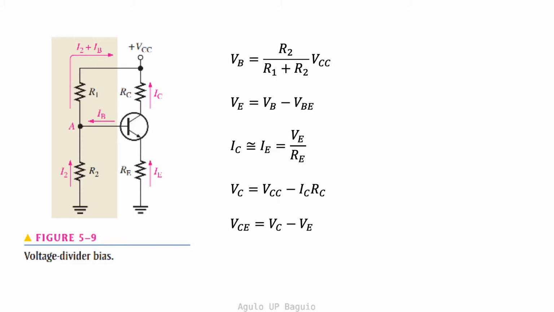The emitter current is then obtained next. We know that the emitter current and the collector current are approximately the same, especially since the base current is quite small. At this point, we've already determined one coordinate of the Q point. After determining IC, we can then solve for VC. This is given by the difference between VCC and the voltage drop across RC. Finally, we obtain the second coordinate of the Q point, VCE, from VC and VE.